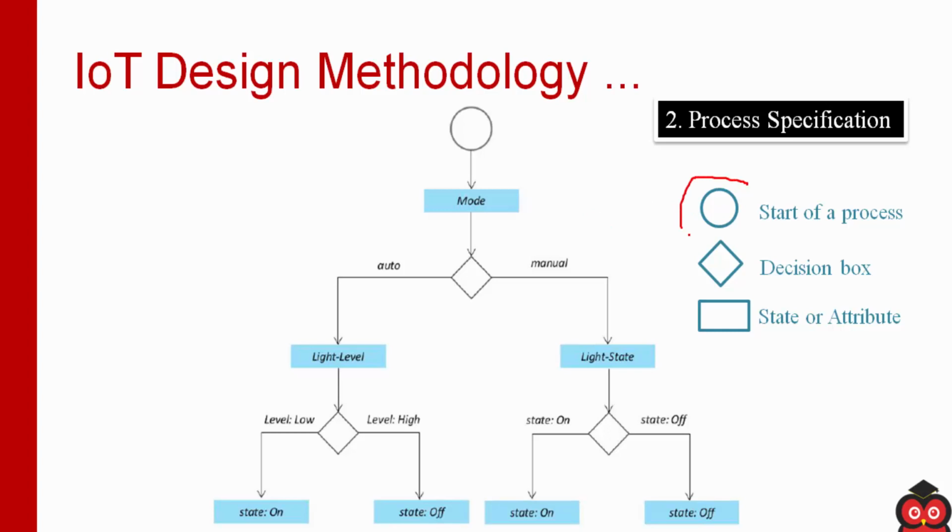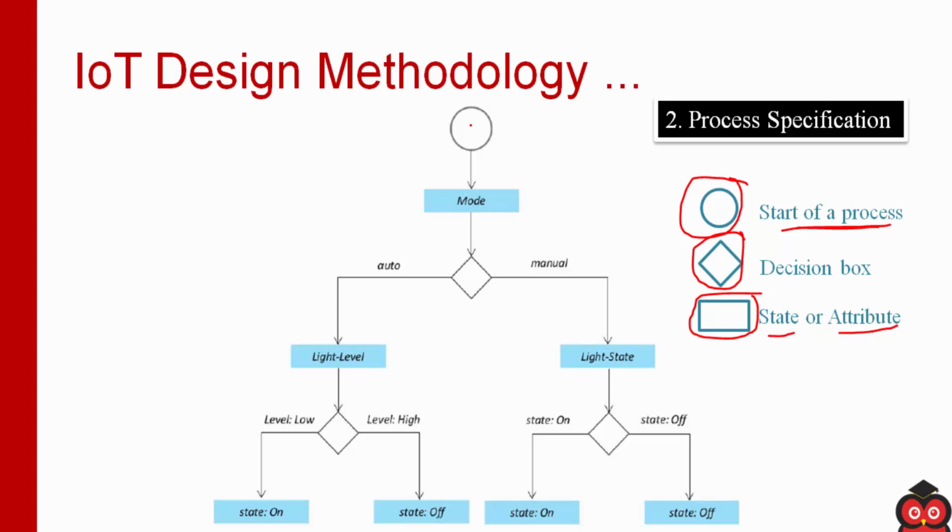Let's first understand the symbols. The circle represents the start of a process. For this example, let's consider running the application as the start of a process. So the client needs a web application now. Let's say the running of the web application is the start of a process. And this diamond symbol is a decision box. That is like an if statement. If something takes place, what should happen? And the rectangle symbol is either a state or attribute of an entity.